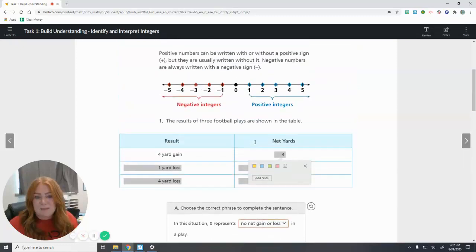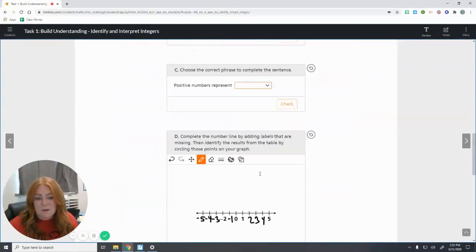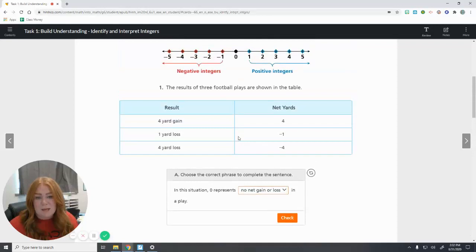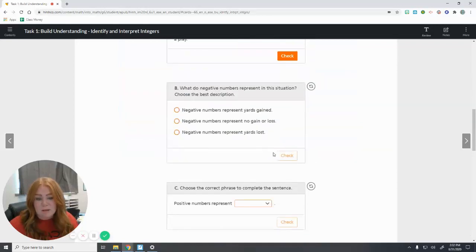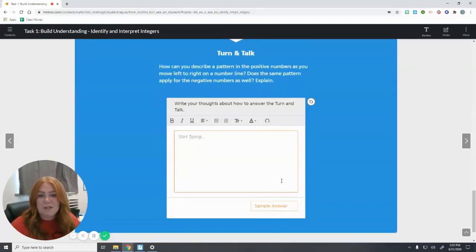So then I need to mark that we gained 4. So here is gaining 4 and moving forward 4. And then we lost 1 and we lost 4. So I'm going to find losing 1 is negative. Losing 4 is -4.